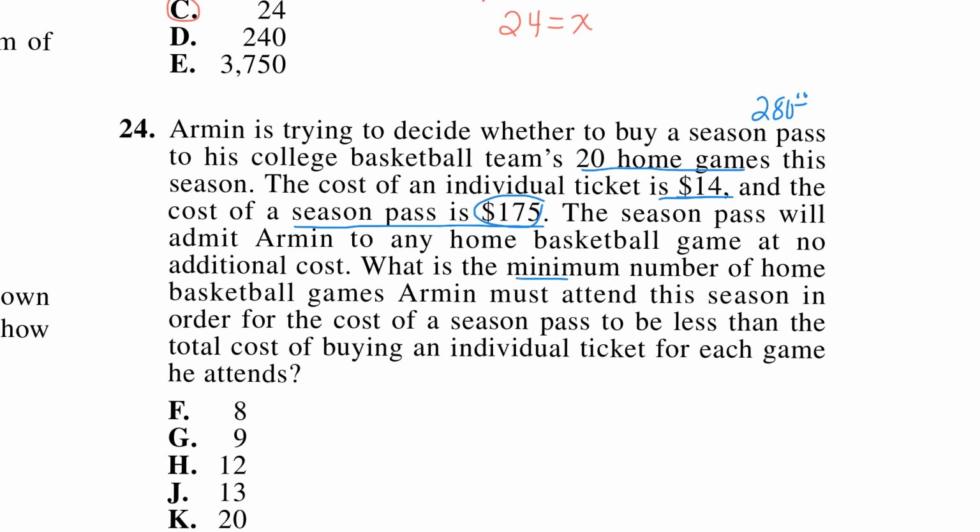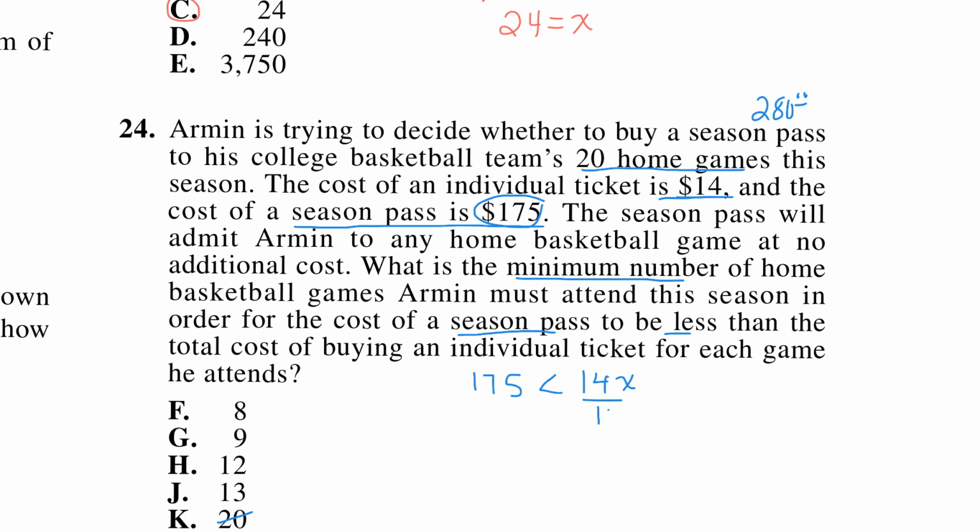The season pass will admit Armin to any home game at no additional cost. So what is the minimum number of home basketball games Armin must attend this season in order for the cost of the season pass to be less than the cost of buying individual tickets for each game? So this 175 has to be less than, if he's paying $14 per ticket, 14 times some number x. Well, we know it can't be 20. It could be 12 or 13.